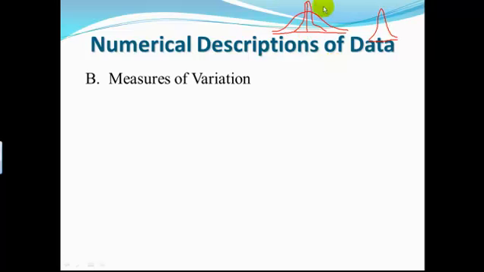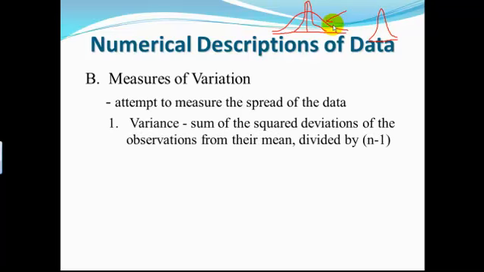Which one's more spread out? For lack of better terminology, let's say the tall skinny one or the shorter fatter one. Well, the short fat one has more variation in it. And so we want to look at some measures that will attempt to measure the spread of the distribution. And the first one we're going to look at is the variance.